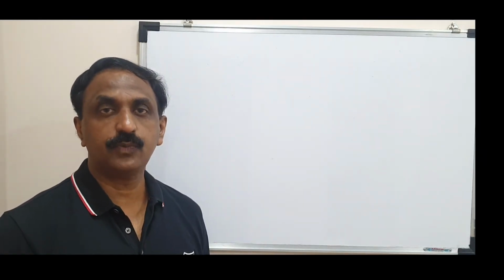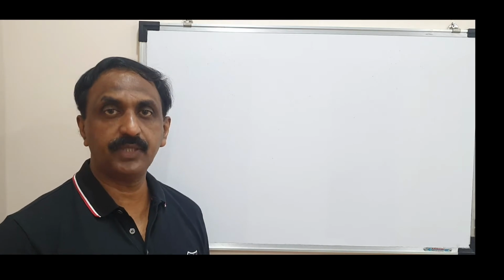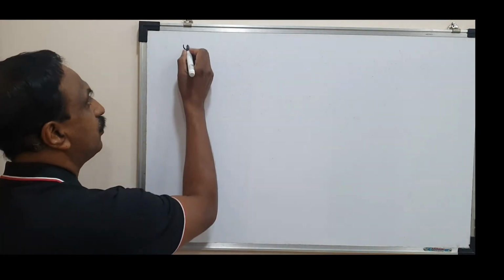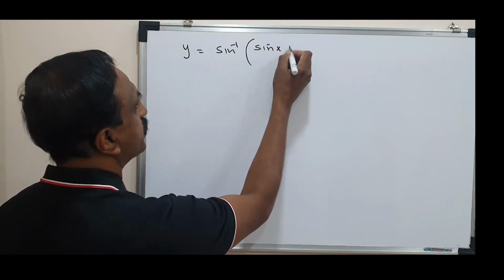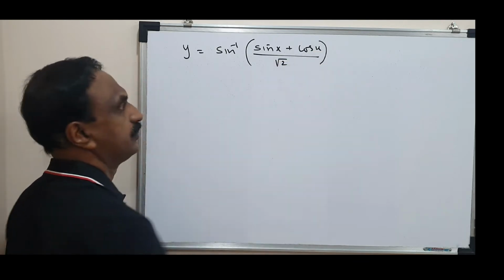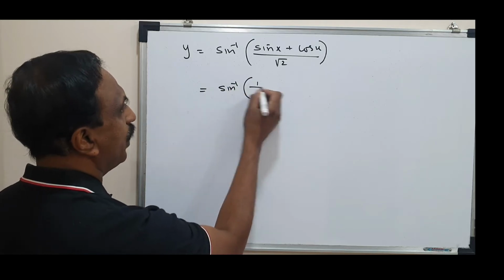Now we shall start with the next type of problem where we are going to use the sin A plus B formula and the cos A plus B formula. Let's have a look at this. y is equal to sine inverse of (sin x plus cos x) whole divided by root 2. So I can write this as sine inverse of 1 by root 2.